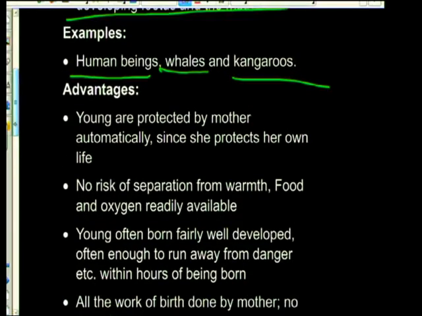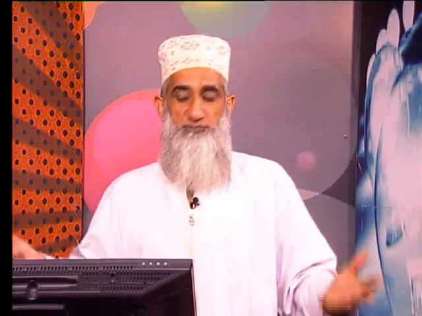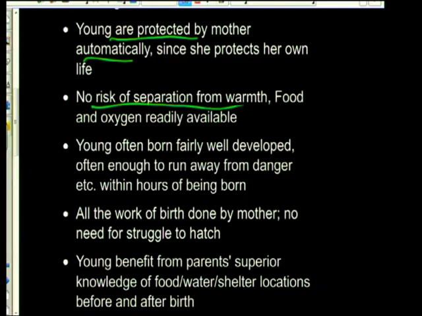Advantages: well, human beings and most other mammals. Young are protected by the mother automatically. They're inside the body, so they have a free bodyguard. No need for protection. Okay? She's got to protect her own life, and by doing so, she's protecting them. There's no risk of separation from warmth. Food and oxygen are readily available. They're getting it from the mother. Young often born fairly well developed, unless they're born prematurely. In that case, obviously in humans, we can take care of them. In animals, it's a different story.